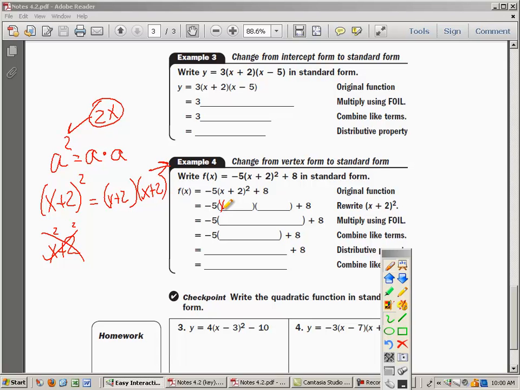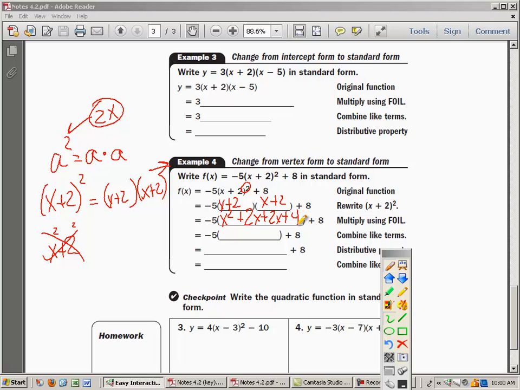So we're going to rewrite x plus 2 squared as x plus 2 times x plus 2. Again, 2 terms because we have the same term twice. And so we're going to square that. Now go ahead and FOIL. Again, first, outsides, insides, last. You get x squared plus 2x plus 2x plus 4.